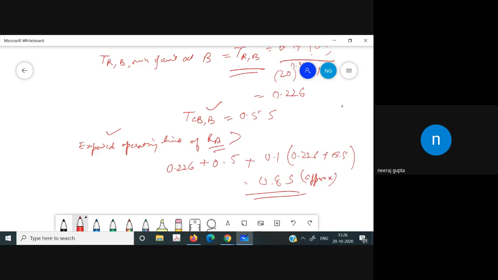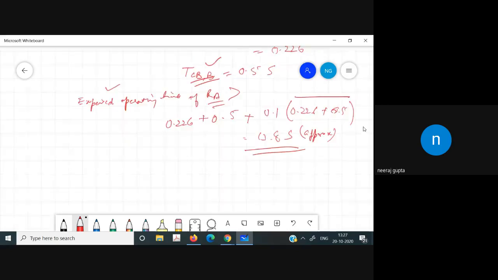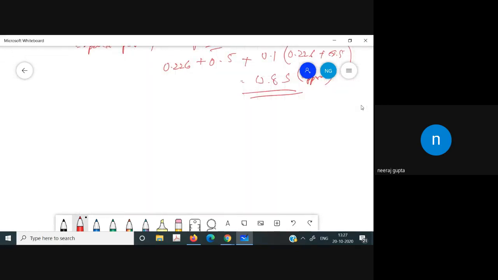Now, this is the expected operating time of RA taking into consideration the fault at B. We have to calculate the operating time of B, then we have to calculate the circuit breaker time, and then we have to take into consideration the overshoot also. So this is the expected operating time of RA. If our relay will trip, then the actual operating time of RA should be greater than this value, that is 0.8, if our system is perfect. Now, we have to calculate the actual operating time of RA.